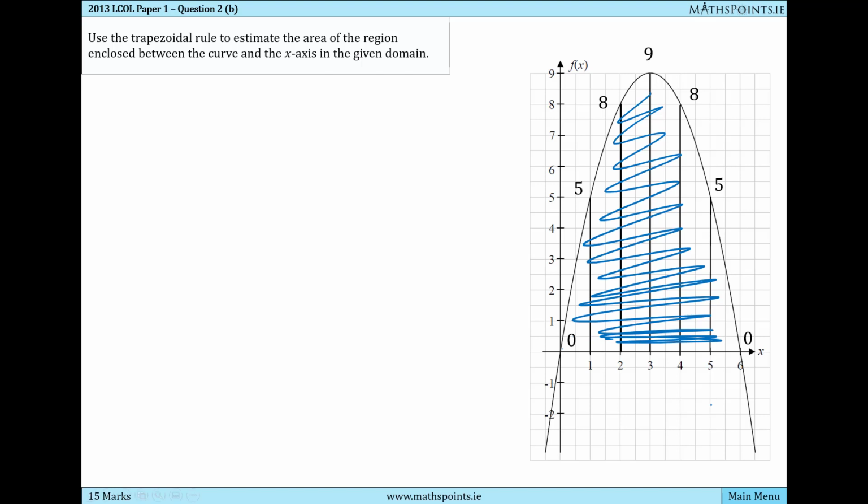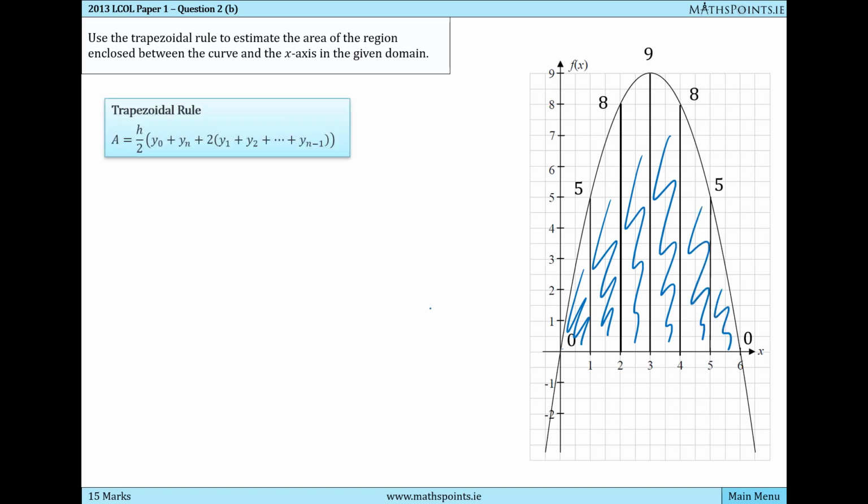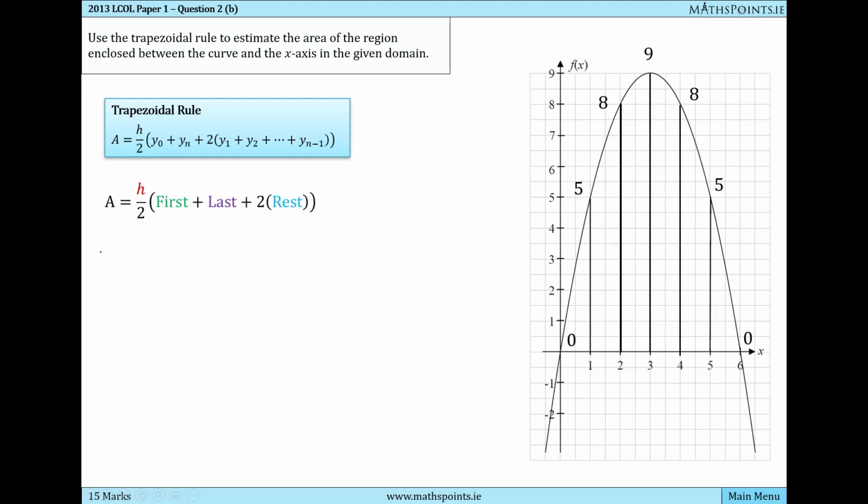And the way the trapezoidal rule does that is, it imagines each of these intervals as being a trapezoid. And then the formula sums the 6 areas together to give us an estimation of what the area underneath that curve would be. A good way to remember this rule is to say that the area is equal to h over 2 on the first plus the last plus 2 times the rest, where h is the interval gap. So we can see in our diagram, h is 1 unit wide. Each of the intervals is 1 unit.